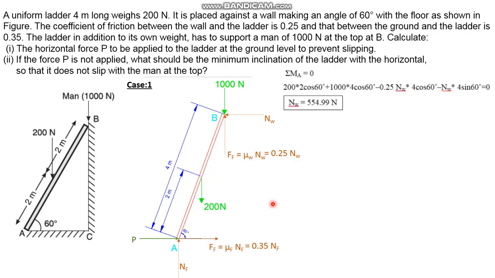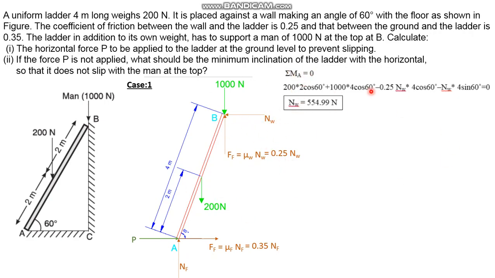So therefore first, we'll take moment about A. If you take moment about A equal to 0, these three forces become 0. Then you have to solve for the unknown, which is NW. So therefore we'll take moment about A equal to 0.